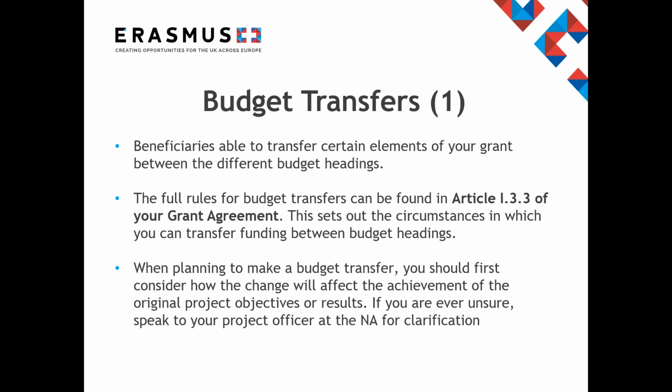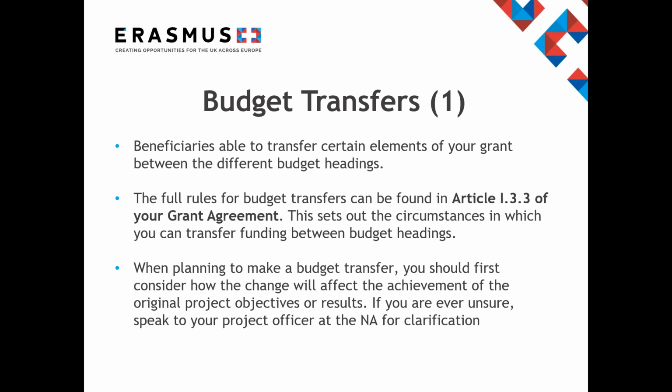Within your Key Action 1 project, you're able to transfer certain elements of your grant between the different budget headings. Budget transfers offer flexibility to increase mobility numbers or give favor to certain types of mobility activities and special needs supports. These transfers to and from different budget categories are percentage-based. As the beneficiary, you will be responsible for calculating the maximum transferable amount.